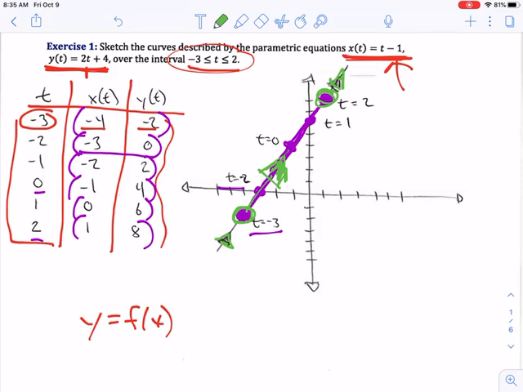And again, if you think of it as time and think of time as progressing along, then how is this curve being sketched out as time progresses? And it's going in one direction and one direction only.